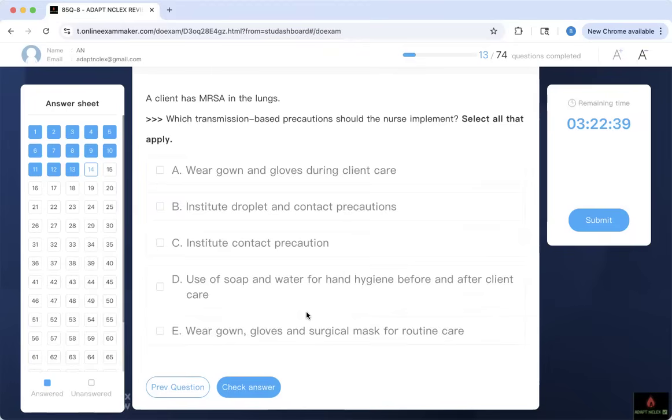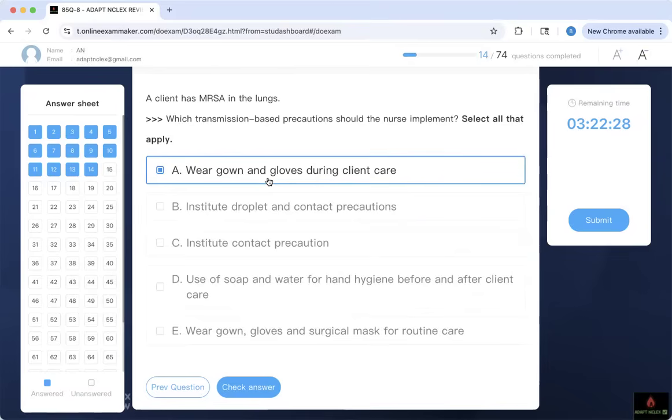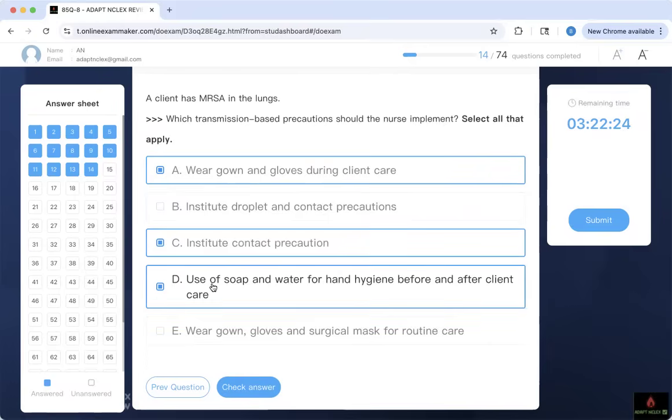Number 14. What did you pick? I can tell you the right answer is what? A. The next one is C. And the next one is D. What do you see between them? Let's break down the question. I already broke it down halfway. MRSA, what is that? And the lung, and transmission-based. So these are the things we're talking about.